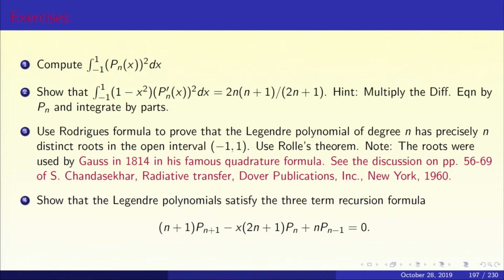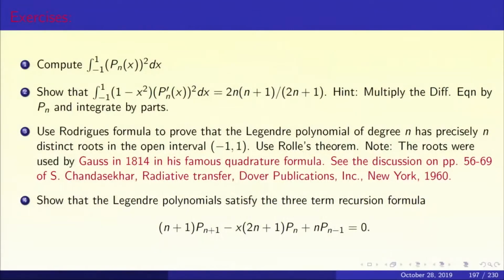Alright, so last time we derived the Rodrigues formula, and on this slide you see a list of 4 exercises on the Legendre polynomial. I indicated that the Legendre polynomial Pn(x) has exactly n distinct roots in the interval (-1, 1). I also told you that these roots were used by Gauss in 1814 for developing his quadrature formula, what is today known as Gaussian quadrature, which gives the best possible error estimate among all quadrature formulas. The Gaussian quadrature has the least error.